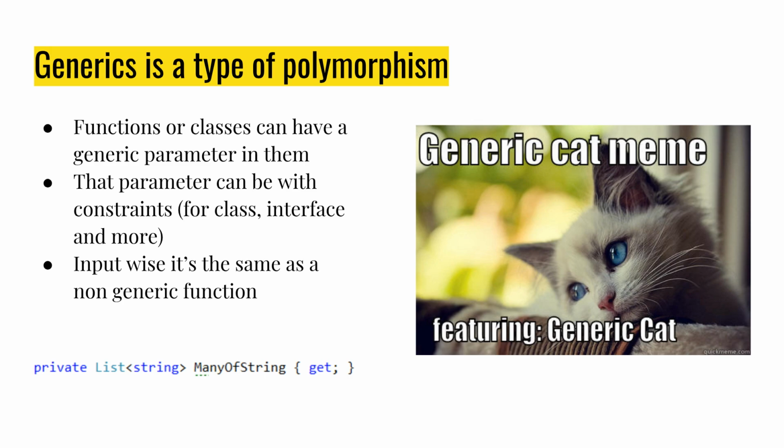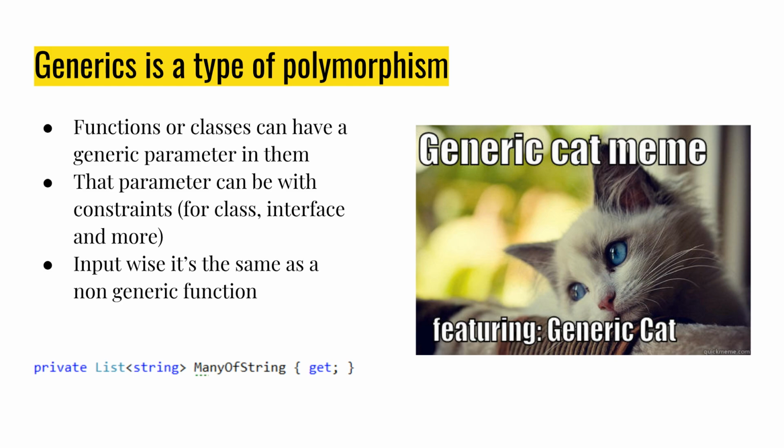So up till this day, I thought that generics and polymorphism don't really have anything in common. But I thought the same about static polymorphism. When you come to think about it, generics are very similar to static polymorphism, because essentially you have functions with different types, or classes. And those types are specified through a generic parameter. That parameter can be with a constraint or not.